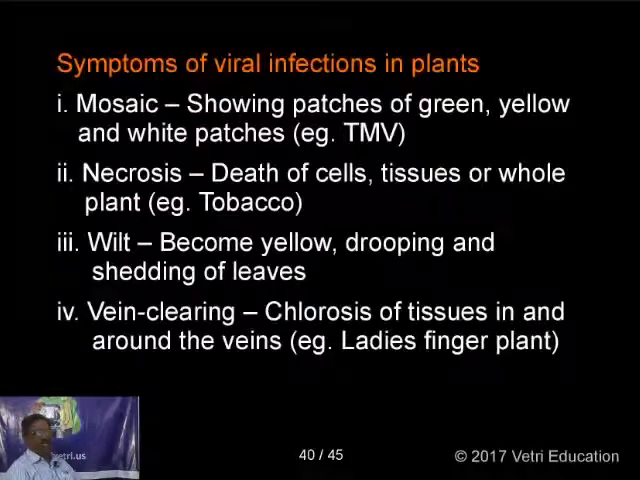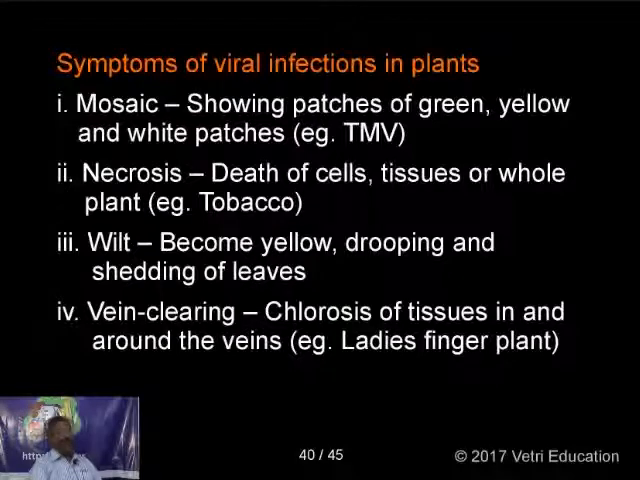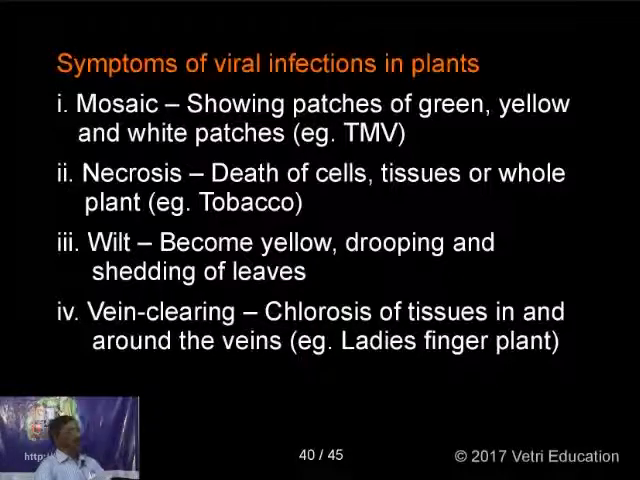Now let us see what are the symptoms of viral diseases in plants. Number one may be mosaic, as I told you already, showing patches of green, yellow and white on the leaves. For example, in the tobacco mosaic virus we can see these patches, that's why it's called a mosaic disease.